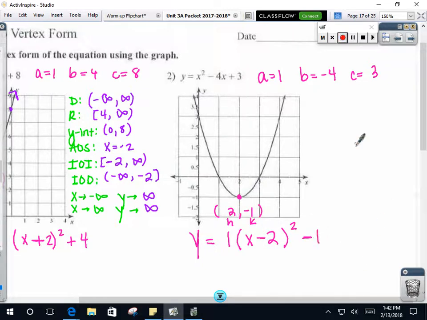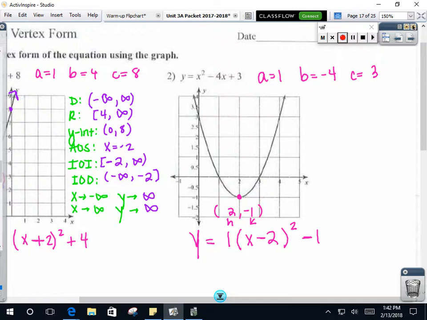Now, say that on the test you are taking one from standard to vertex form. Once you're done, how can you check and make sure you have it right? Graph both of them and make sure it makes the same parabola. If you've typed in 2 equations in the y equals page and only one parabola shows up, that means they're on top of each other and you've done it right.